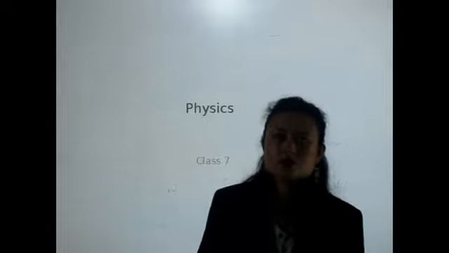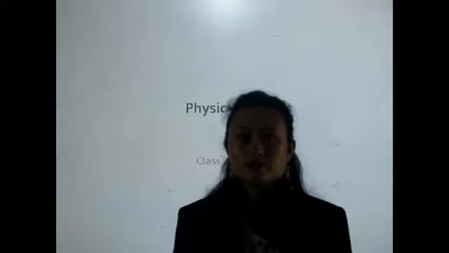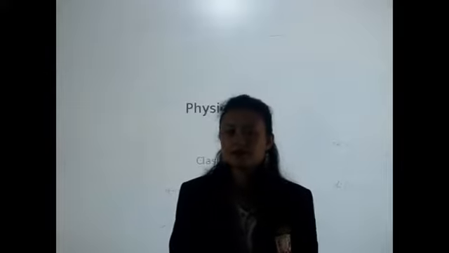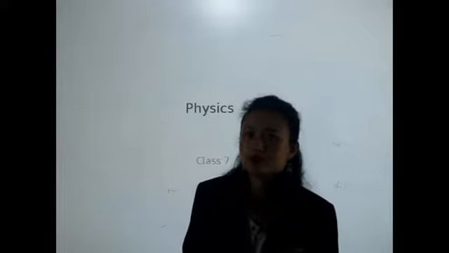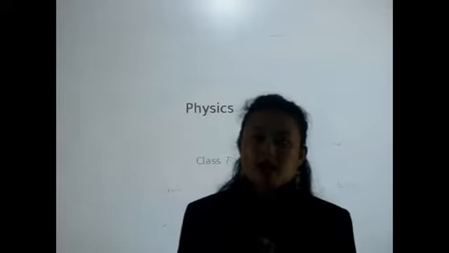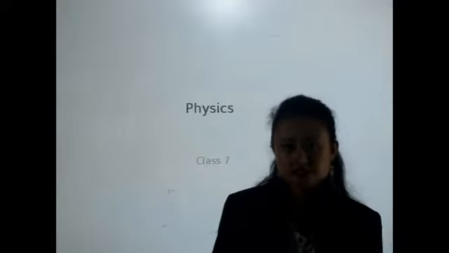So first we learned work done. What is work done? Work is said to be done when a force applied on an object displaces the object. That means work done depends upon two factors: one is force, the other is displacement. And therefore we have the mathematical expression of work done as W equals F into D.